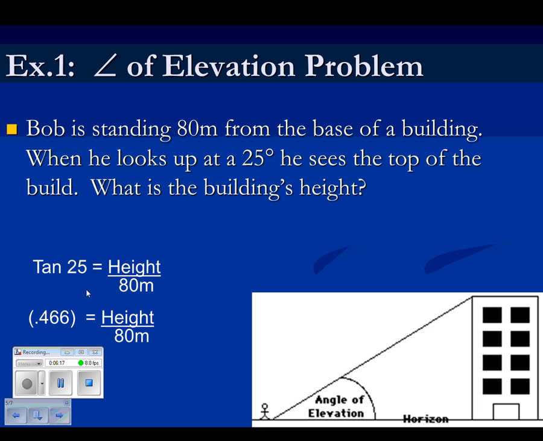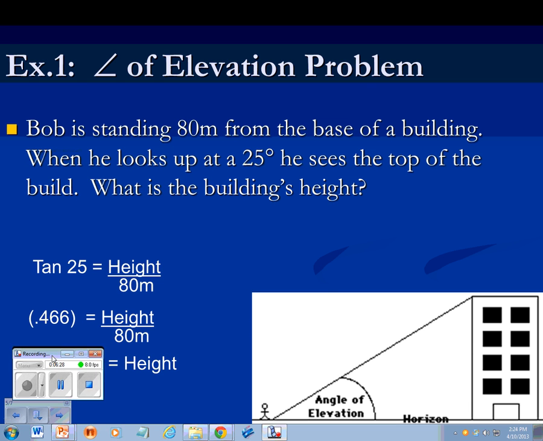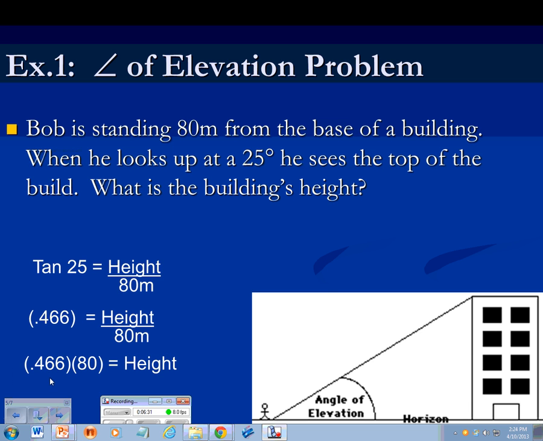By using the calculator, tan 25 equals 0.466, which equals the height over 80. Cross multiplication, we have 0.466 times 80 equals the height.